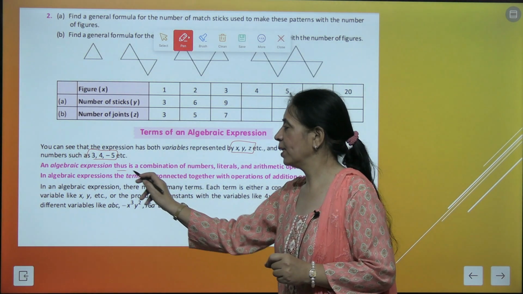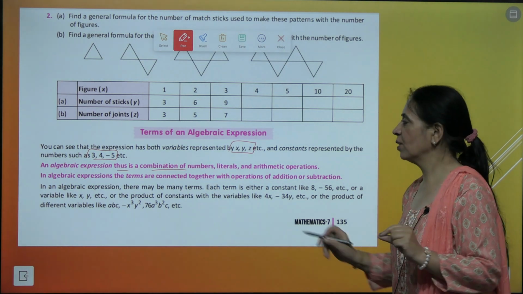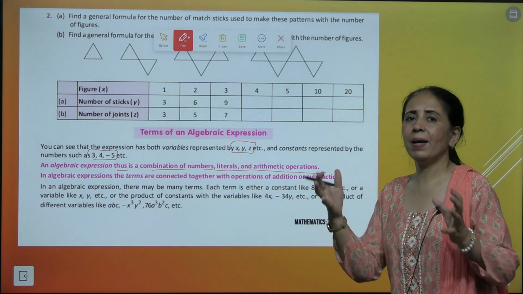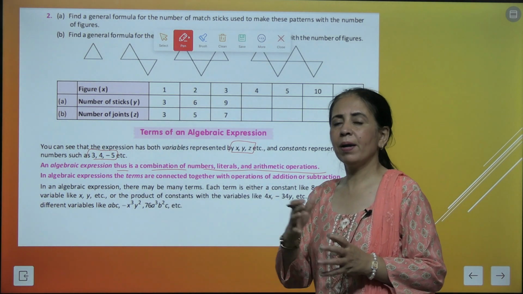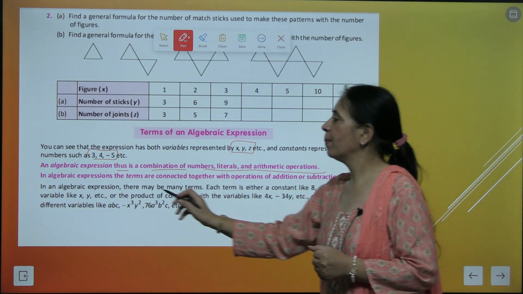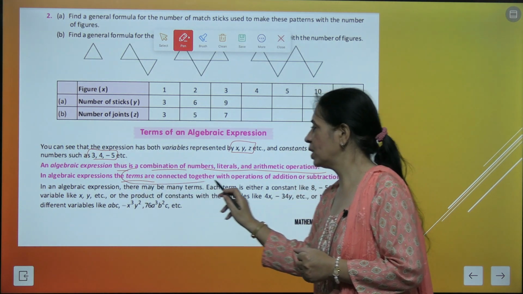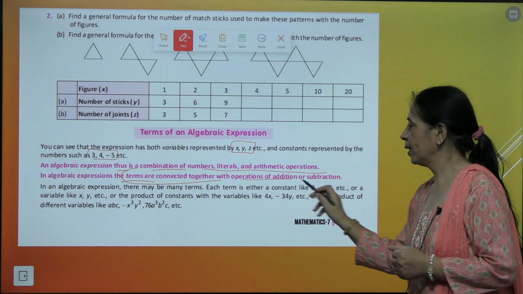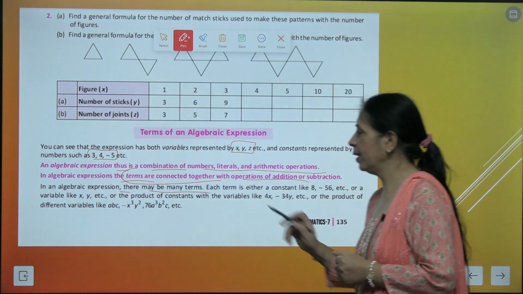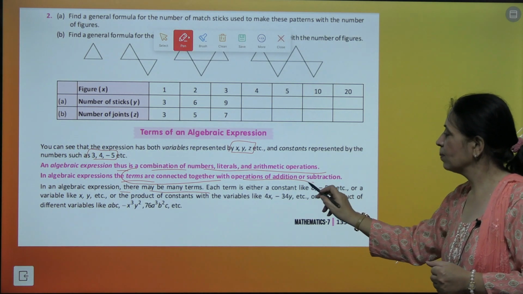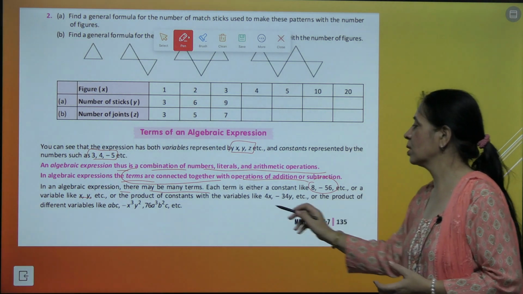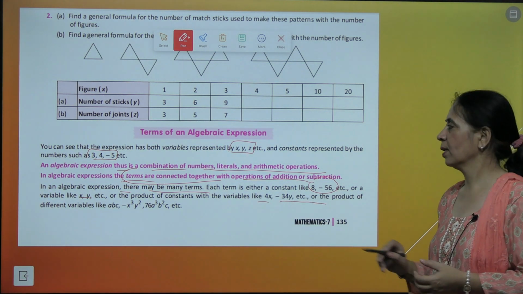तो algebraic expression is the combination of literals, numbers and arithmetic operations. इसका मतलब जब भी आप algebraic expression बना रहे हैं उसमें कोई number आएगा, उसमें कोई variable आएगा, उसमें कोई mathematical operator आएगा. So algebraic expressions have terms which are connected together with operations of addition and subtraction. अब algebraic expression में हमारी different terms होती हैं. कुछ terms constant भी हो सकती हैं, कुछ terms सिर्फ variables भी हो सकती हैं और कुछ terms constant और variables के combinations भी हो सकते हैं. Got it?